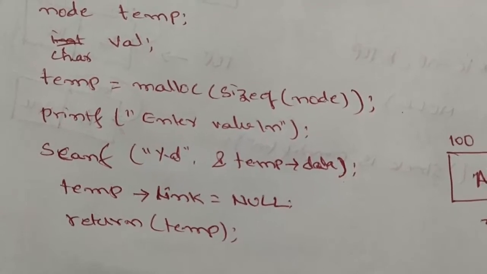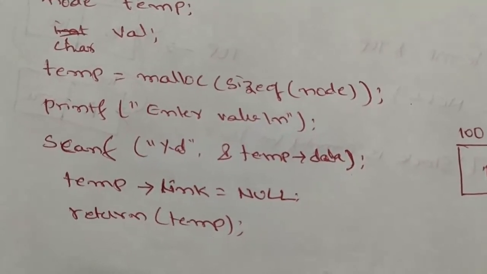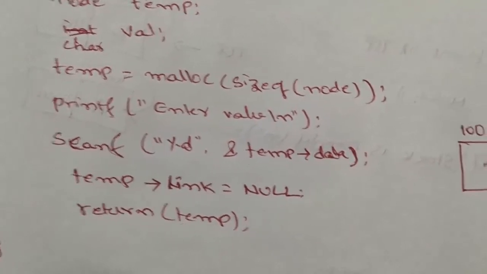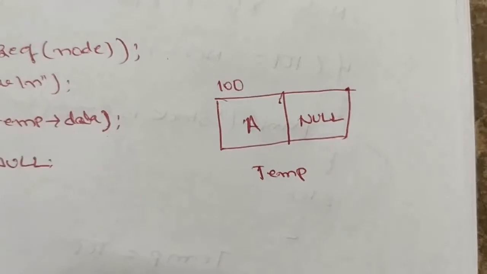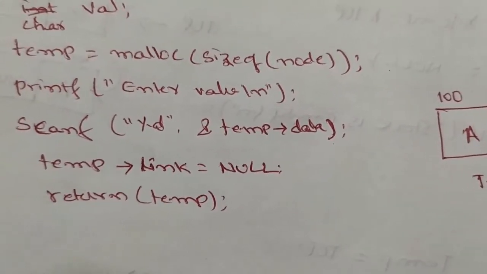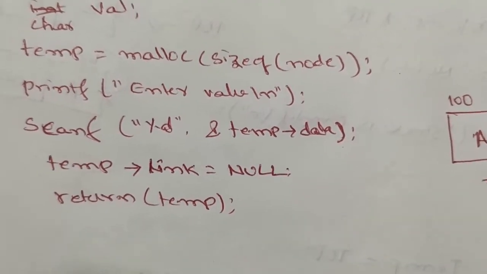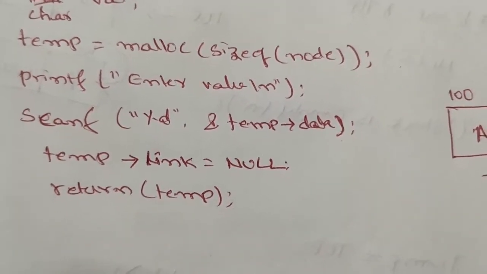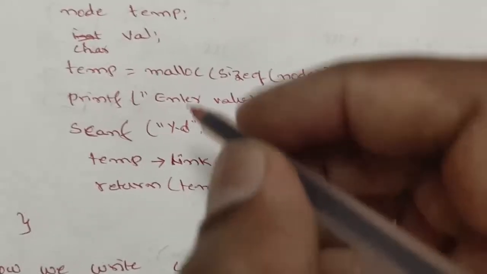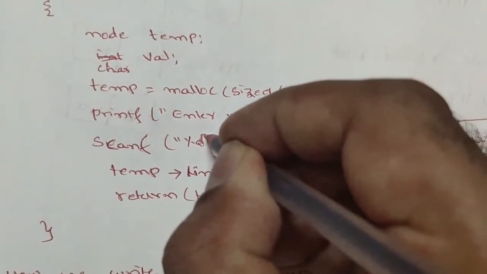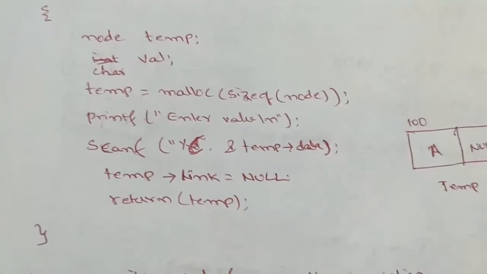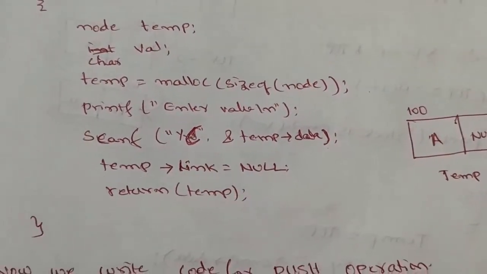Then temp equal to malloc size of the node. Now by using this function, the memory is allocated for temp. So the memory is allocated here, right? And then I am using printf enter the value. That means the data part of the node, scanf %d. Here also I wrote %d, unfortunately, but I am going to correct it as %c because we are using the character data. %c ampersand temp data.